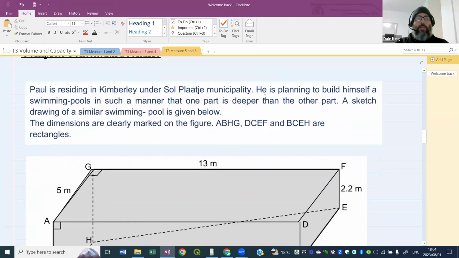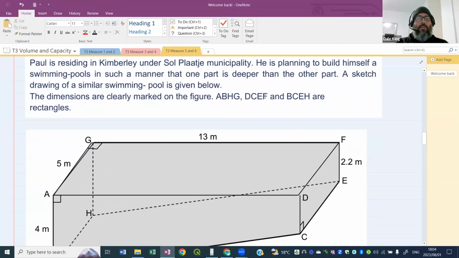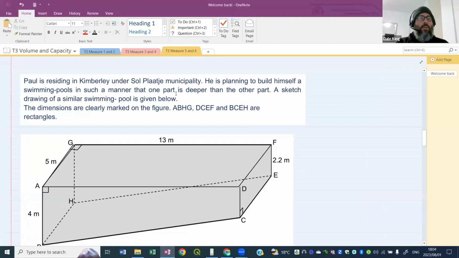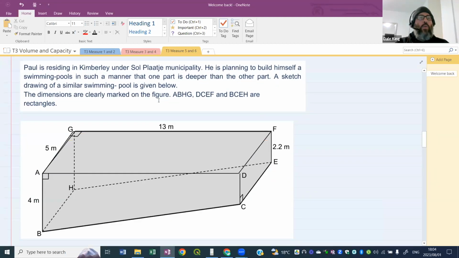Here is the scenario. Let's get straight into it. I'm going to zoom out a little bit so you can see the whole thing. There we go. So Paul is residing in Kimberley under Sol Plaatje municipality. He is planning to build himself a swimming pool.